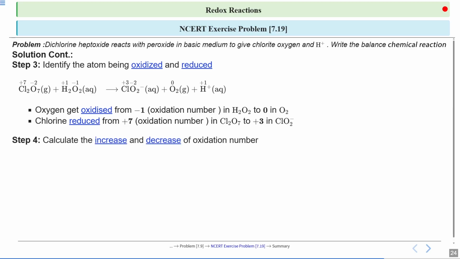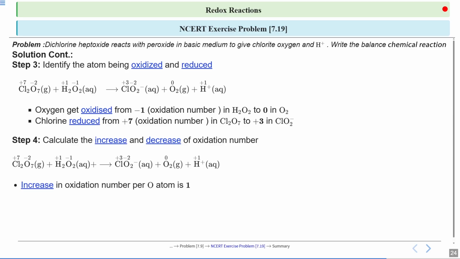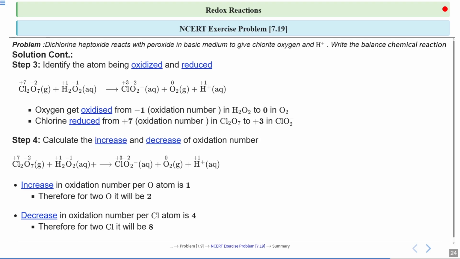In step 4, if we have to calculate the increase and decrease of oxidation number, how will we calculate? We will calculate the change in the oxidation number that has been increased or decreased. So for this particular chemical equation, the increase in the oxidation number per oxygen atom is 1. We can conclude now that for 2 oxygen it would be 2. And the decrease in the oxidation number per chlorine atom is 4. Hence, for 2 chlorine atoms it would be 8.